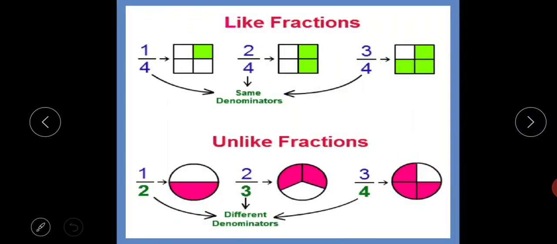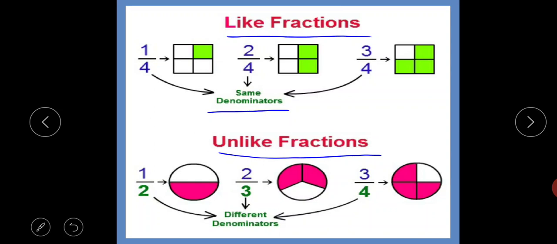Now, types of fractions. Let us start with like fractions and unlike fractions. So what are like fractions? Fractions having the same denominators. For example, 1 upon 4, 2 upon 4, 3 upon 4. All these are like fractions. Unlike fractions are fractions having different denominators. For example, 1 upon 2, 2 upon 3, 3 upon 4. All are unlike fractions.